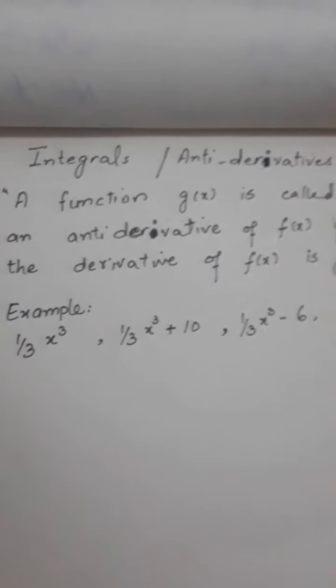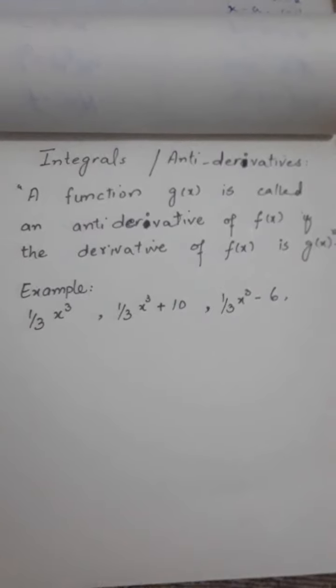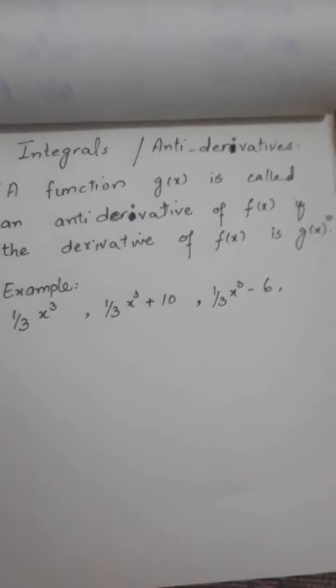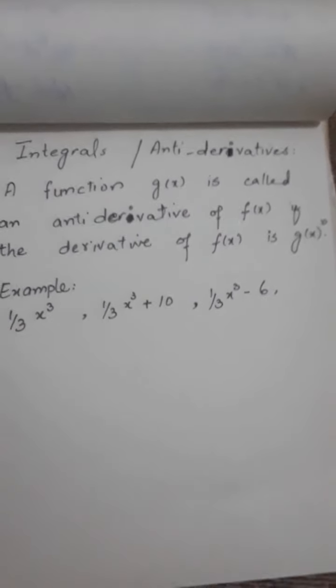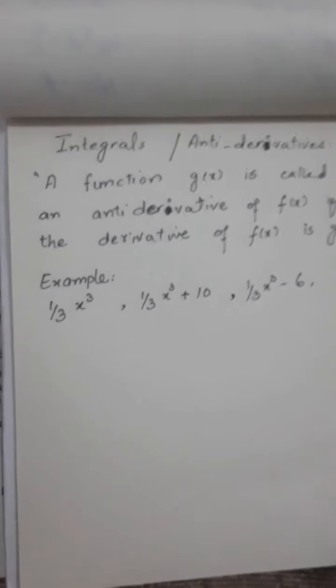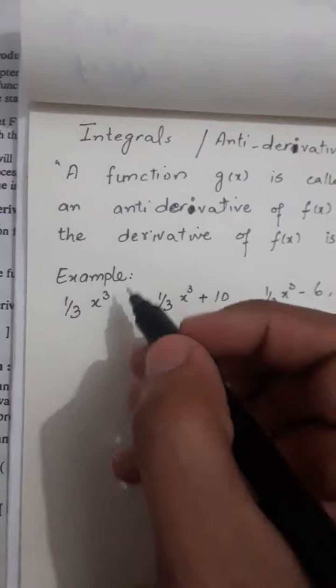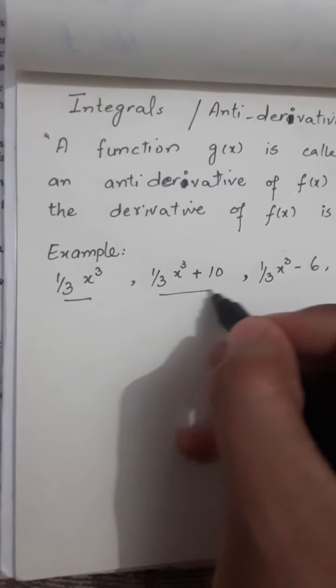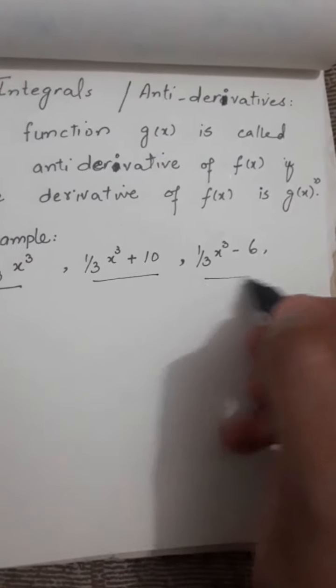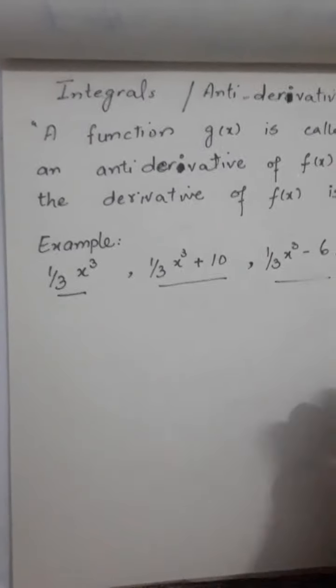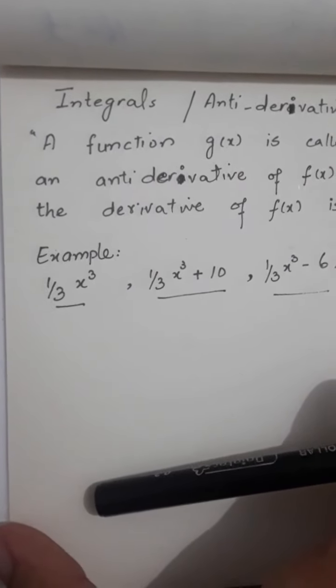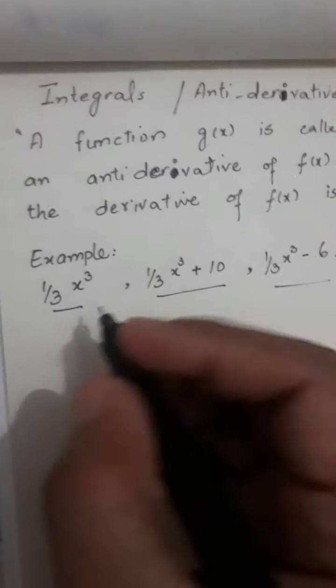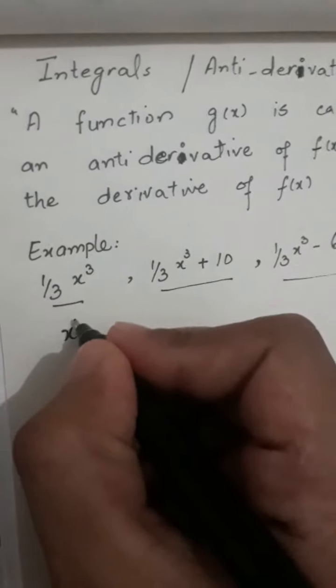A function g of x is called an antiderivative of f of x if the derivative of g of x is f of x. Let's consider this example. All three things that we have, that is 1/3 x cubed, 1/3 x cubed plus 10, and 1/3 x cubed minus 6, are all antiderivatives of the function x squared.